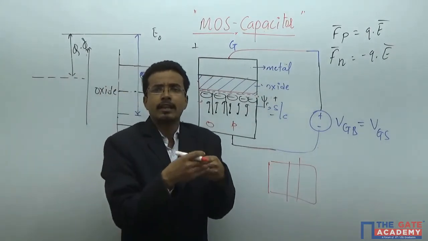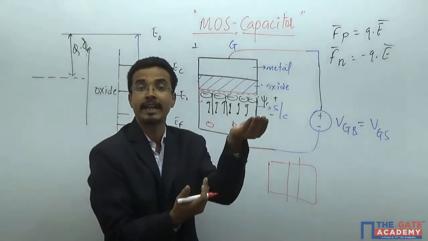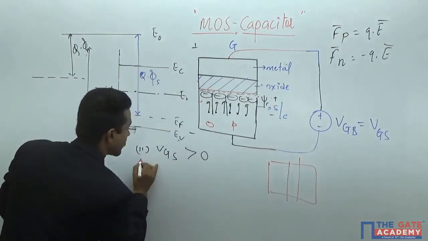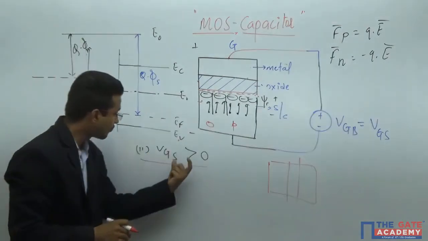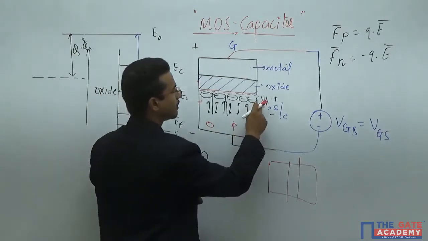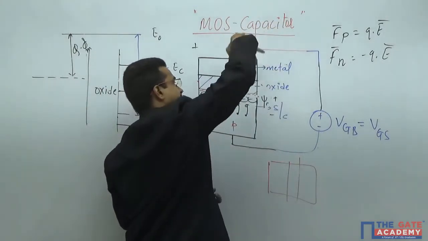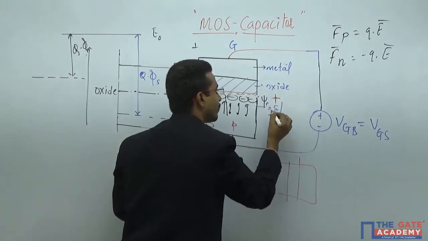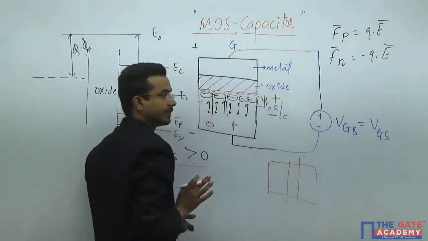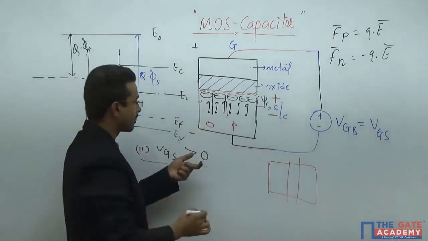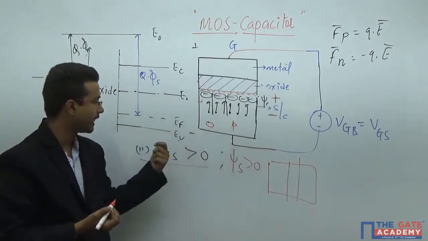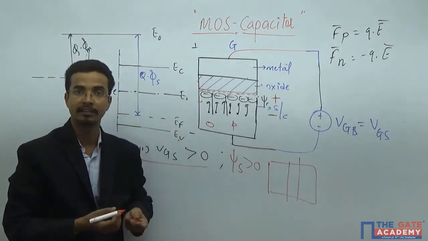And many people are interested in inversion because it decides the working phenomena of the device. So this will break into several parts. We know one thing: this psi s direction is this, which means psi s will become positive, positive to negative, because the potential developed will be this. So the surface potential for this particular case will be greater than 0. In inversion, I keep on increasing.